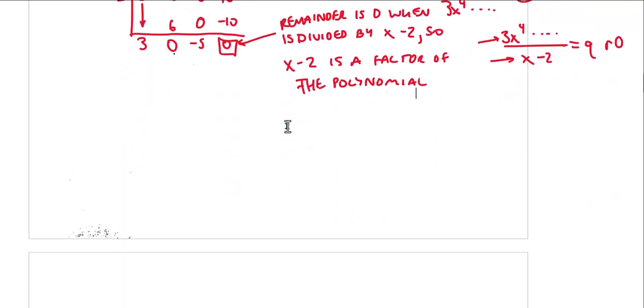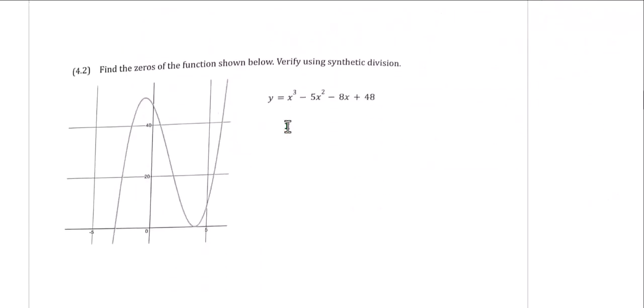All right, that is 4.2. Next, 4.2. Find the zeros of this function, and we want to verify with synthetic division.